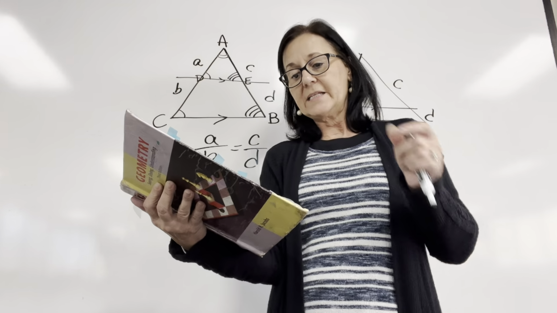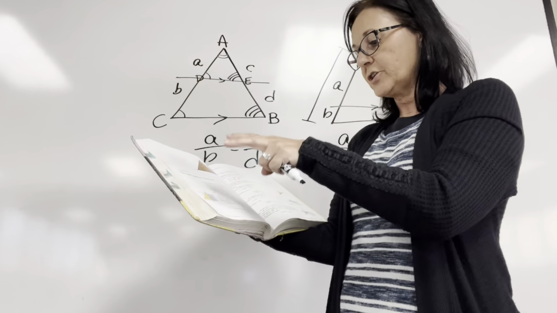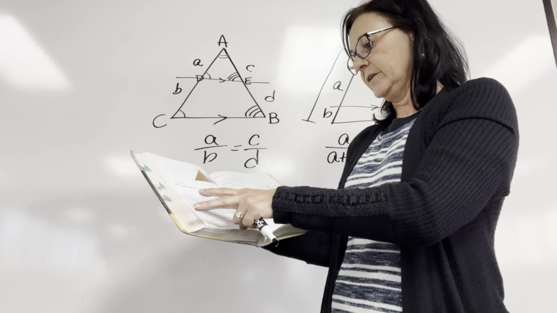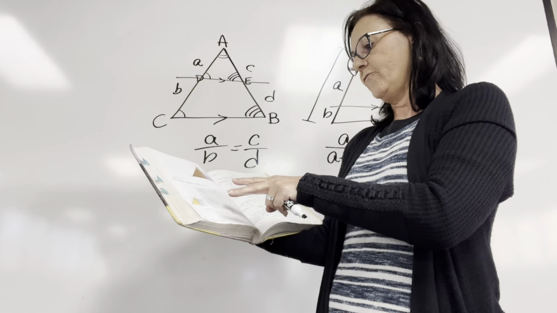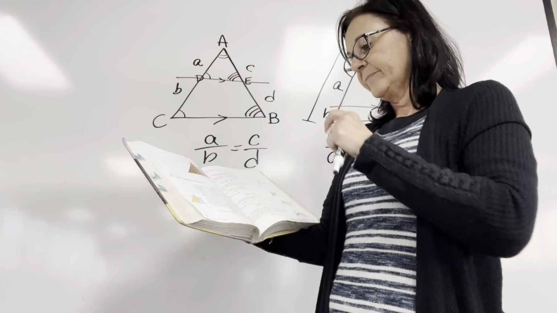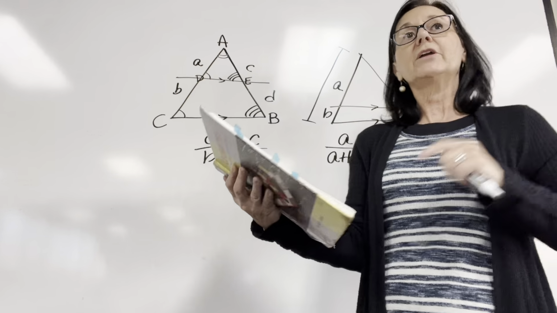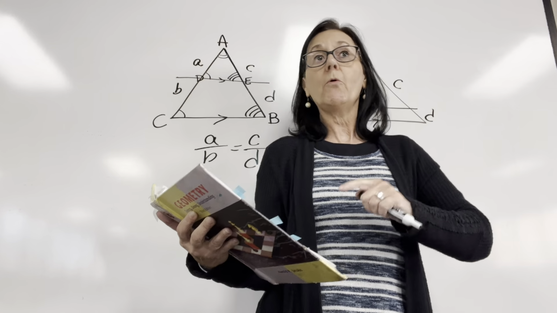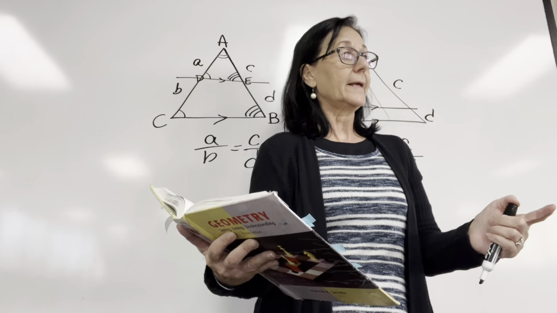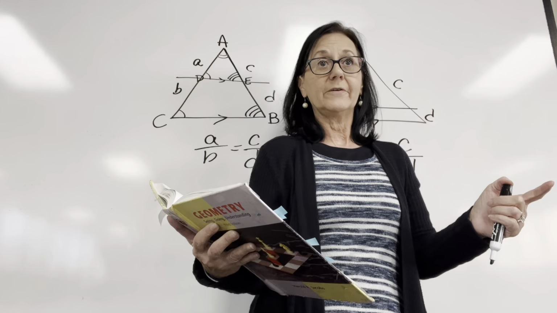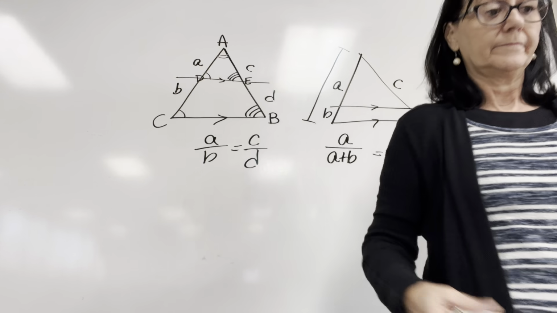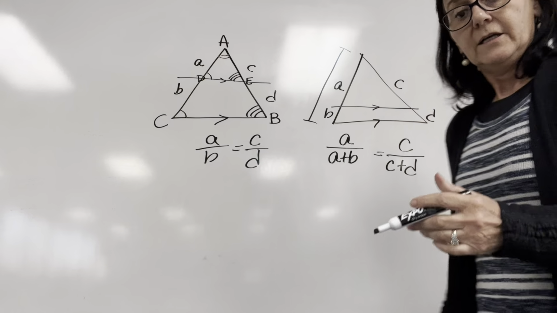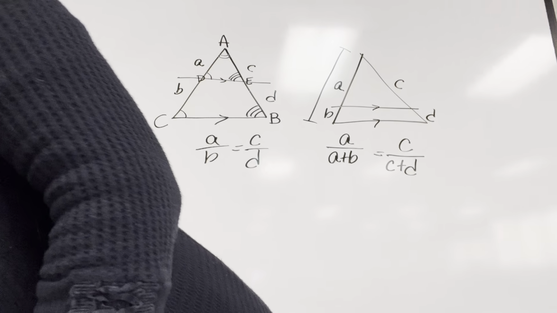If it's parallel to BC, then that top section, AD, over the bottom section, DB, has to equal the top section, AE, over the bottom section, EC. And then we have a proportion, and we can use cross multiplication to solve for the unknown variable.